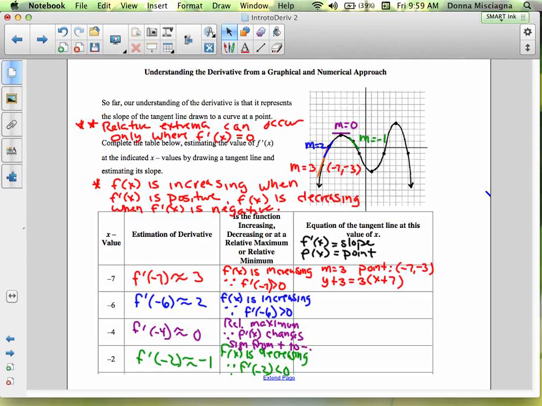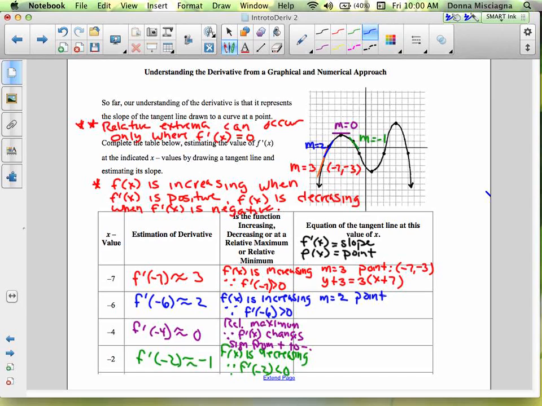All right, so again, we need the point. So sorry for that. We need the point and we need the slope. And of course, we have the slope already. We estimated that from the graph. So the slope is 2. And the point, let's look at the graph. All right, so that's going to be negative 6, 0. That was pretty easy.